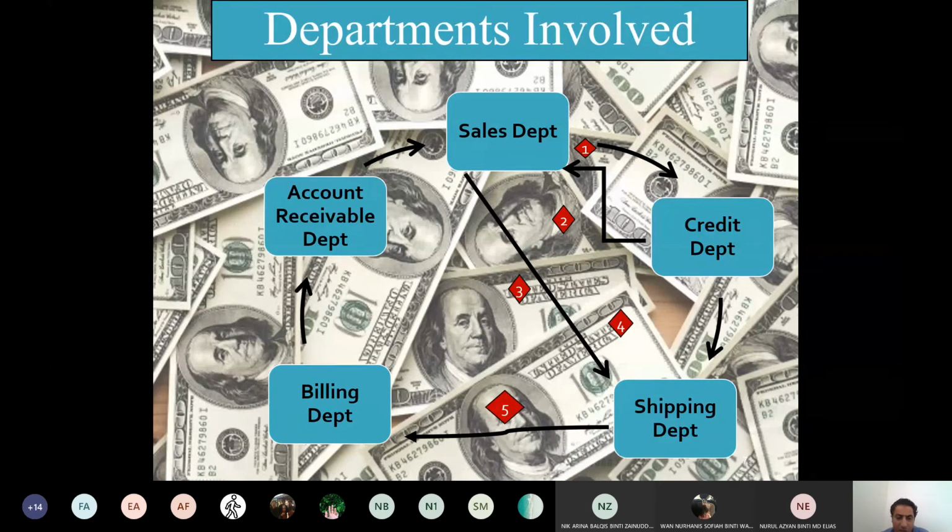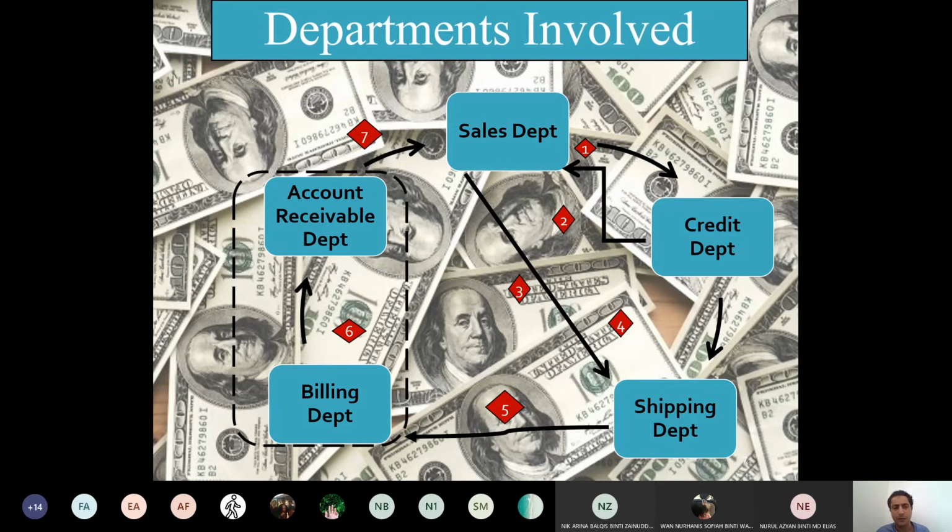They will prepare the invoice and send one copy to the customer and one copy to the account receivable department. In the account receivable department, they will start to record the transaction. Okay, record it in the general ledger and in the journal also. And also they will send one copy to the sales department.